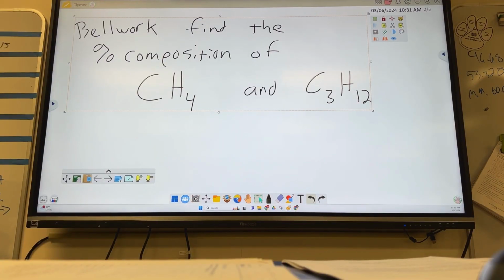All right, this is the bell work. You're doing this right now. Put this in your notes. Find the percent composition of these two things. This is from the quiz, so you should have no problem doing this. You may need a periodic table, but this is what we're going to start with today.